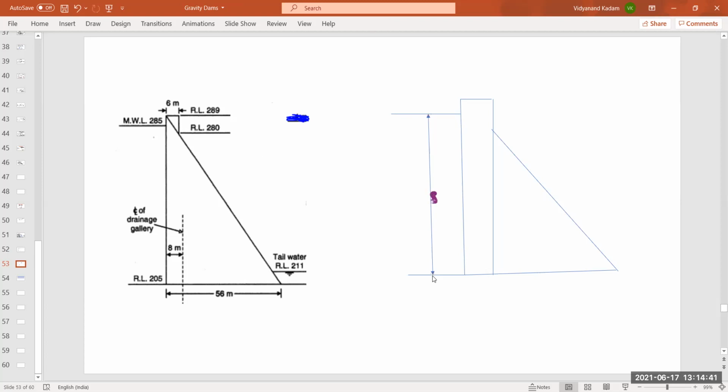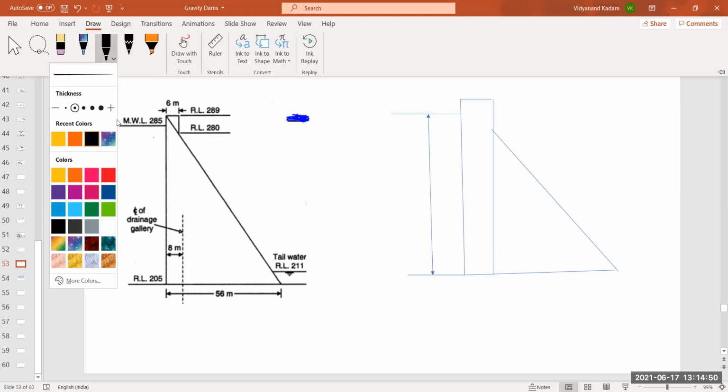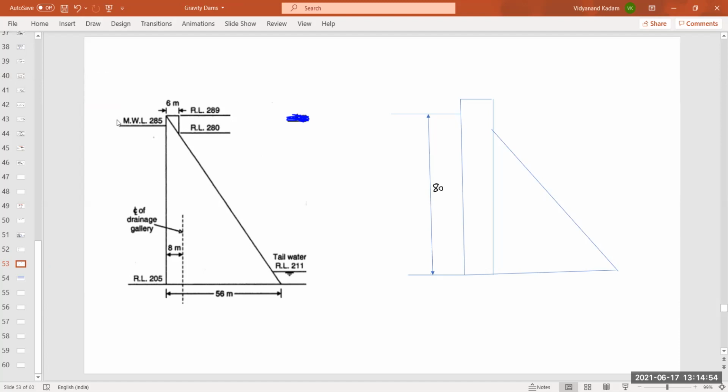So this height of water is 80 meter. Then what is the freeboard here? What is the value of freeboard? We can calculate the RL at the top, which is 289, minus maximum water level 285. Hence the height of freeboard is 4 meter. Similarly, we can find out the height of this roadway. So what is the height of roadway? We can find that with respect to these two RLs, one is 289 and the other is 280. So height of roadway is 9 meter.